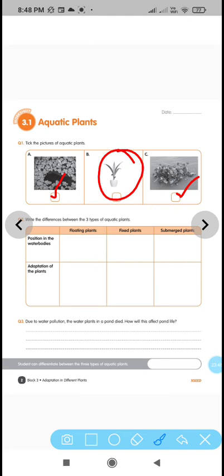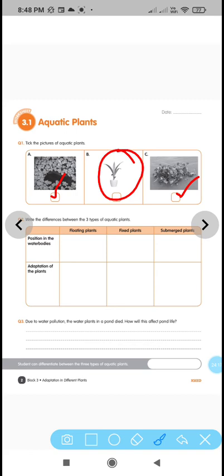And the second question, write the differences between the 3 types of aquatic plants. Position in the water bodies. In floating plants, only a few parts, the leaves and the flowers, are floating. Okay, and in fixed plants only the leaves are floating. In submerged plants, no plant part is floating on the water. So that you have to write, children.